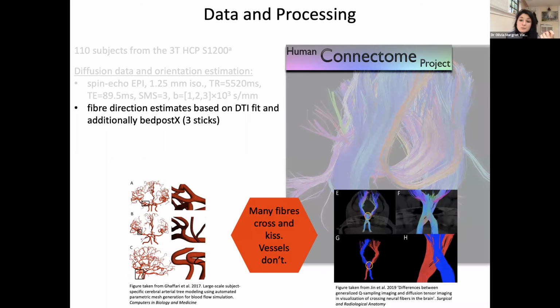So here I would like to point out that most fibers love to cross and kiss. That is very well known in the literature, but vessels are tree-like structures. And to my knowledge, no one has ever observed crossing vessels in the brain. Sometimes vessels coil, but this kind of crossing that fibers do, vessels really don't do.